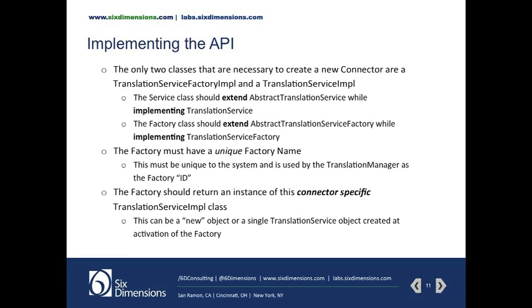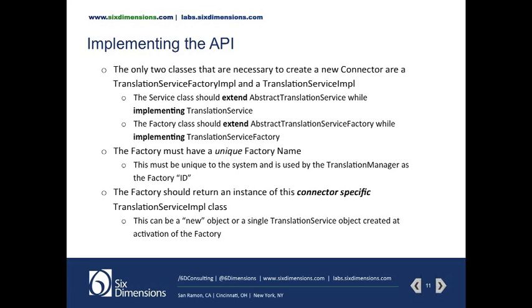The factory must have a unique factory name. That's very important. We talked about it before. This is the quote unquote ID that the translation manager uses. It has to be unique to the system that the connector is installed into. And the factory should return an instance of this connector-specific translation service implementation class. So essentially, the translation service factory handles registering with the translation manager, and it is the pass-through during the create translation service call that will return this specific translation service implementation class.